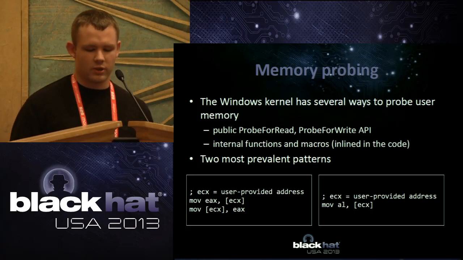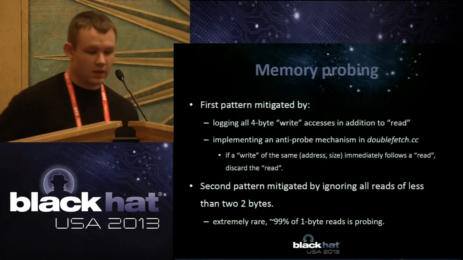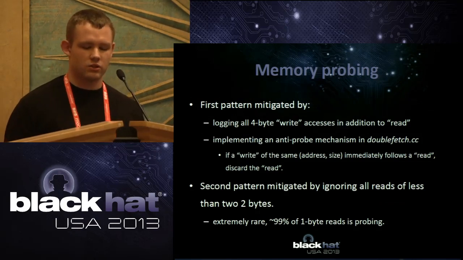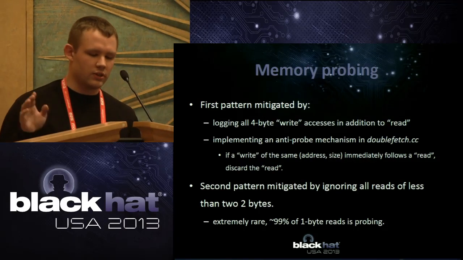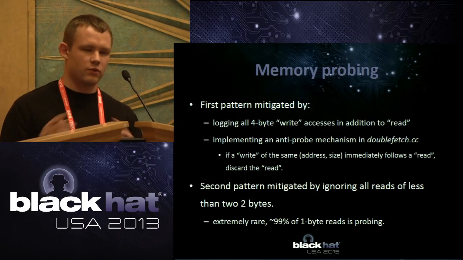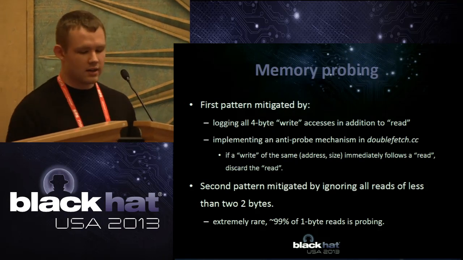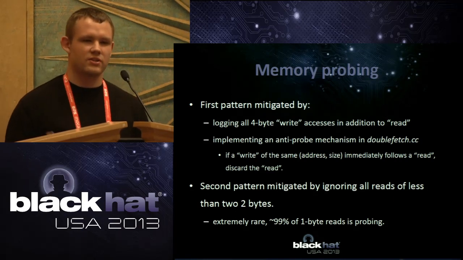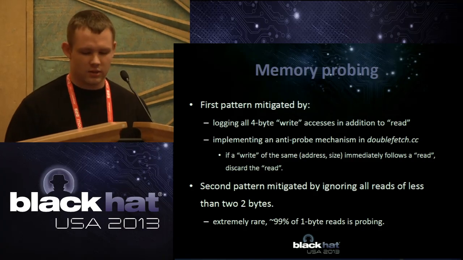The first one is for checking whether the memory is writable, and the other one for checking whether the memory is readable. So the first pattern was mitigated by logging all 4-byte write accesses in addition to the read ones. And then we could use that additional information to filter out all of the patterns where there was a 4-byte read followed immediately by a 4-byte write, in which case we just figured that this would be a probe and not a real read. And the second pattern was mitigated by just ignoring all reads of less than 2 bytes, because it turns out that there are so few legitimate 1-byte fetches from user mode in the kernel that we could just safely ignore them.